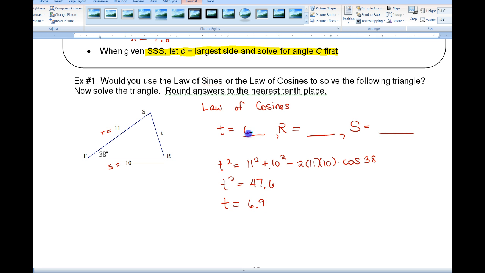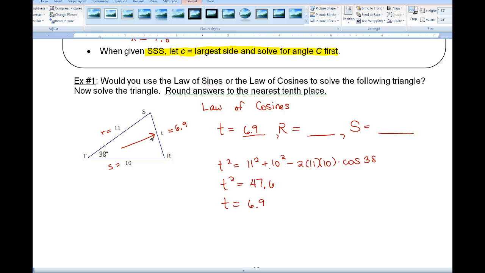Now that we know this, we have a side and an angle opposite each other, which means we can now go through the rest of the problem with the law of sines. We really only have to do the law of sines one time, because as soon as we find one of these angles, we can find the third angle because they have to add up to 180. So how would we set this up with the law of sines?